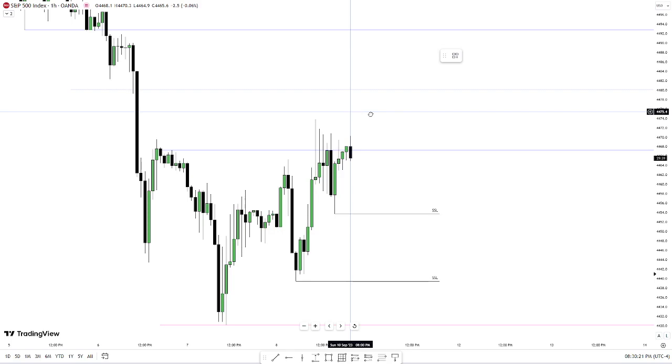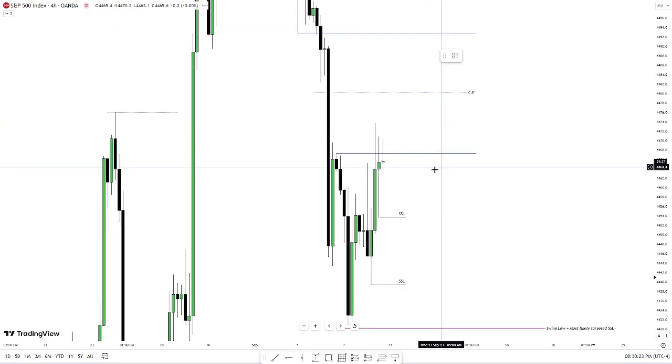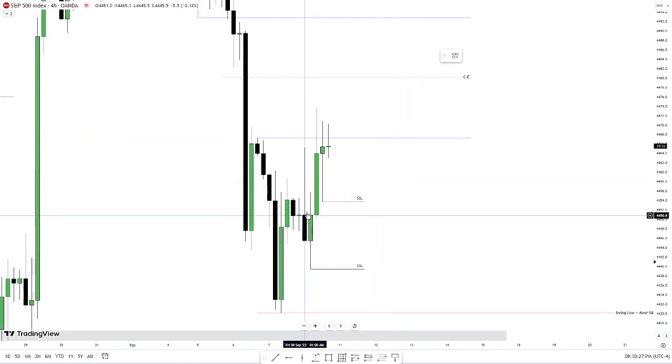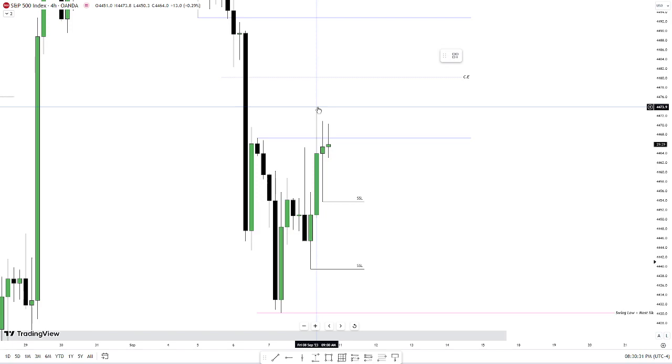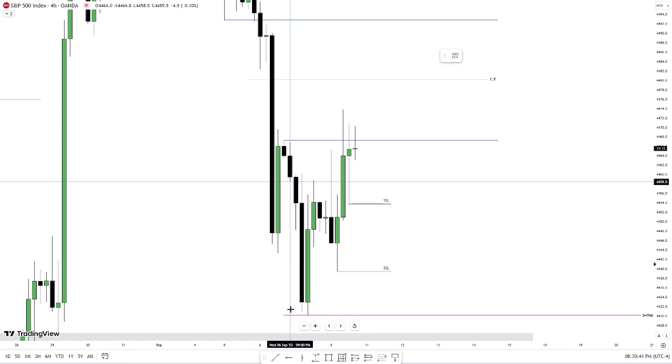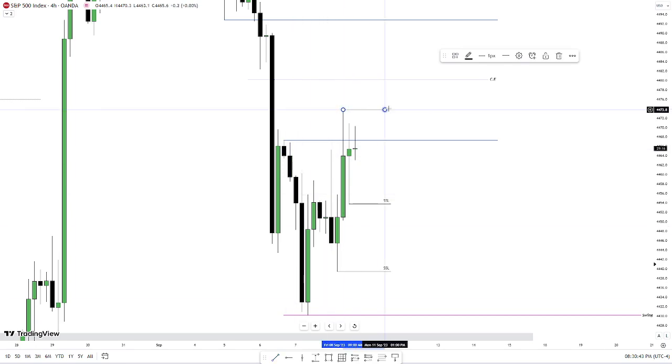Yes, we do on the 1 hour. And let me just make sure. Yeah, even on the 4 hour, we have this buy side liquidity up here. We have a higher low, higher high, higher low, right? So this is considered buy side liquidity up here.